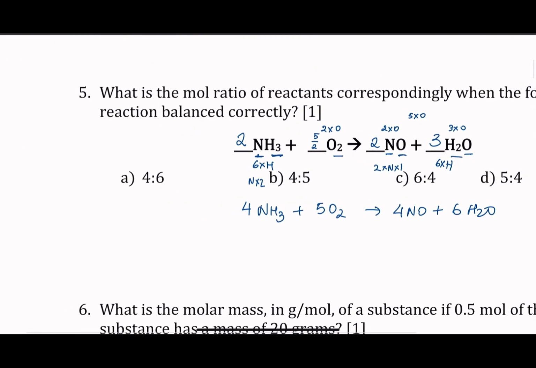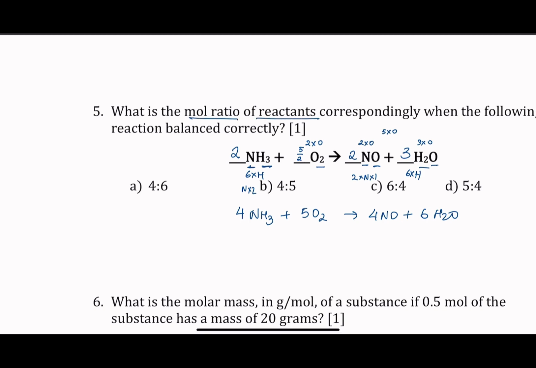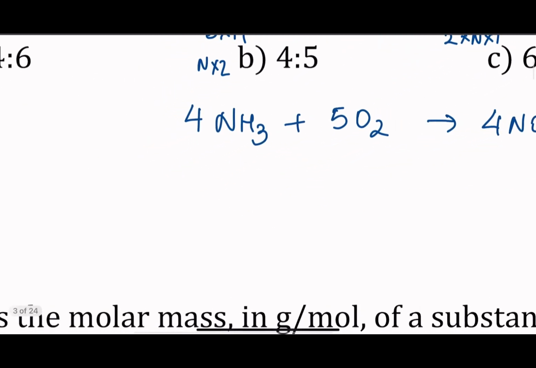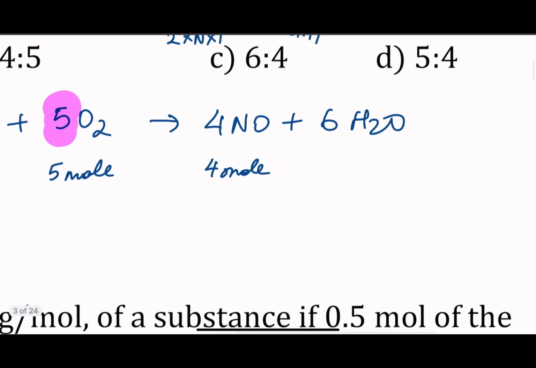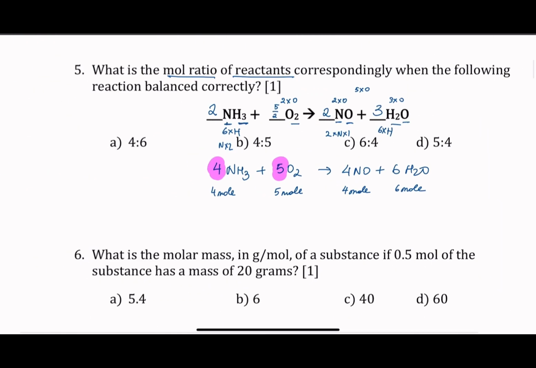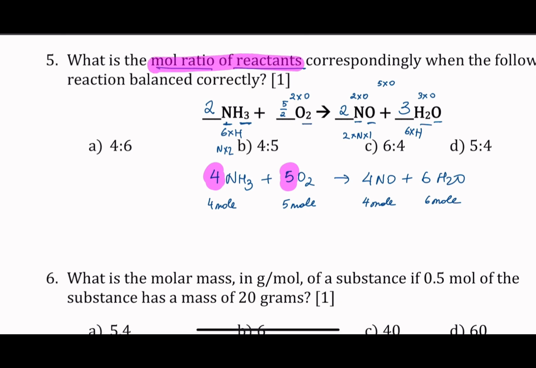And that's why our mole ratio for reactants, we know that in the chemical equation, these coefficients are showing us the mole ratio. That means 4 mole of NH3 goes with 5 mole of oxygen, gives out 4 mole of NO, and then 6 mole of water. So you need to know that the coefficients are giving you the molar ratios. And now it's asking us the molar ratio of reactants, which is 4/5, and that's why the answer is this.